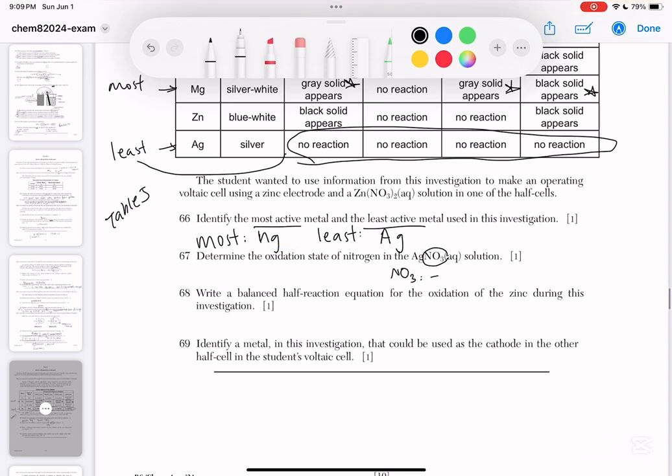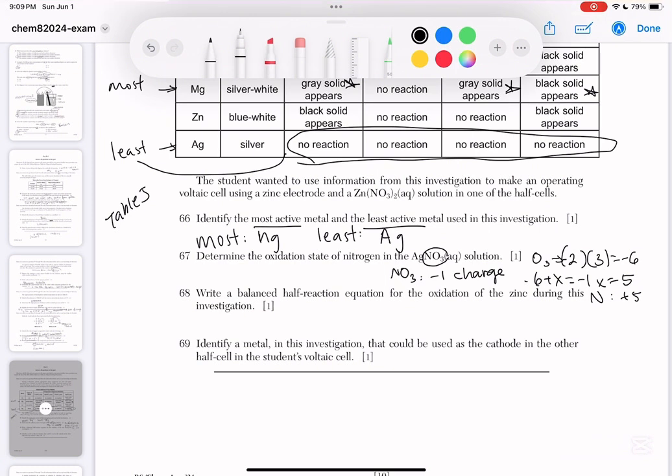Oxidation state for nitrogen in AgNO3. So NO3 has a -1 charge. You can determine that by looking at the polyatomic ions table, or just by knowing that silver nitrate has to be balanced out and silver's +1. So the oxygen has -2, and there's 3 of them, so that's -6. -6 plus X, which is nitrogen, is -1, so X is 5.